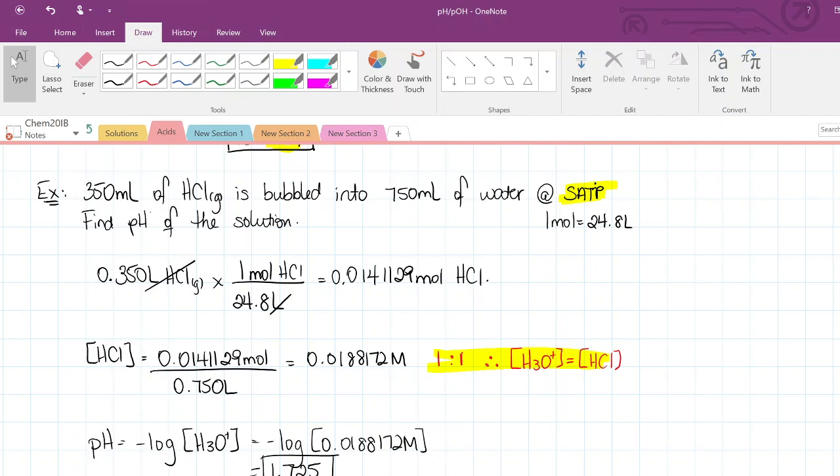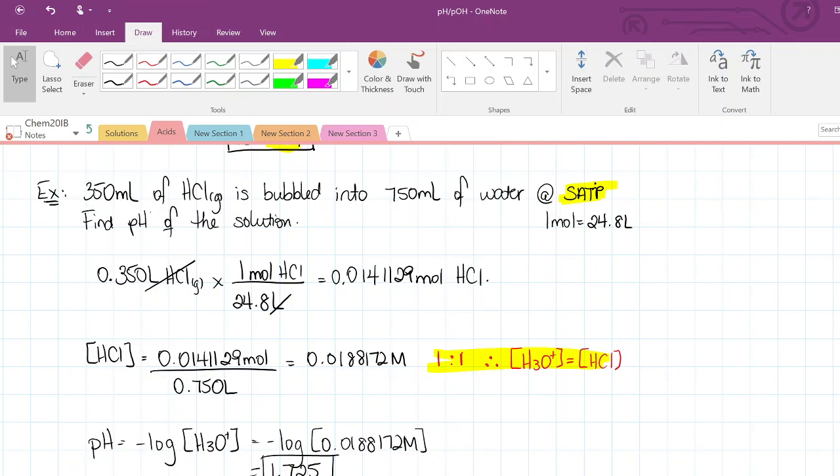I have 350 milliliters HCl bubbled into this solution. So 350 milliliters times 1 mole over 24.8 liters. This means I have 0.0141129 moles of HCl. That's how many moles were bubbled into my solution, because they gave me a volume of HCl.